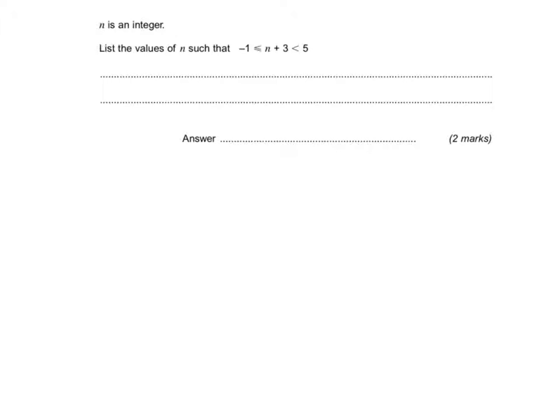Right, another one with inequalities. So minus 1 is less than or equal to n plus 3, which is less than 5. Sorry, which is less than 5 but not equal to 5. I don't want to know about n plus 3, I want to know about n. So I'm going to take away 3 from everything. So minus 4 is less than or equal to n, which is less than 5. So n is allowed to equal minus 4, but it's not allowed to equal 5. So n can be anything from minus 4 up to plus 4, except it's got to be a whole number, an integer in other words.